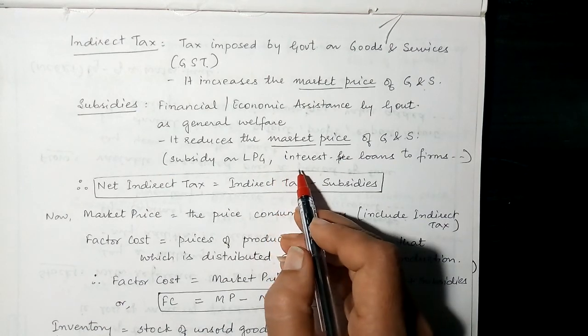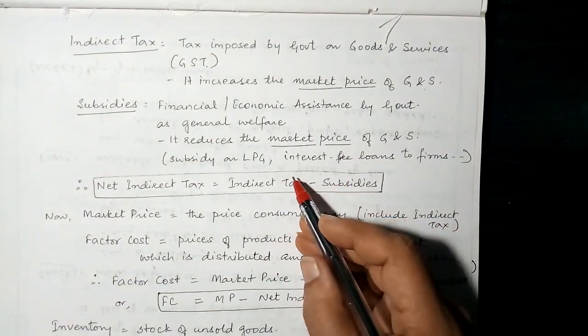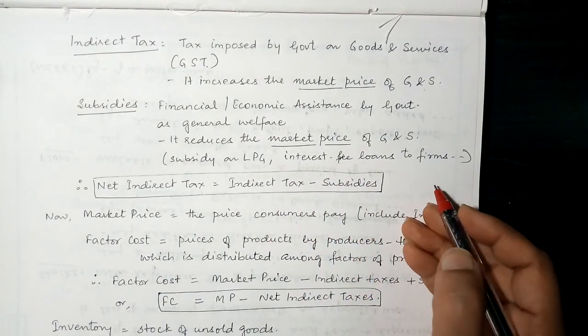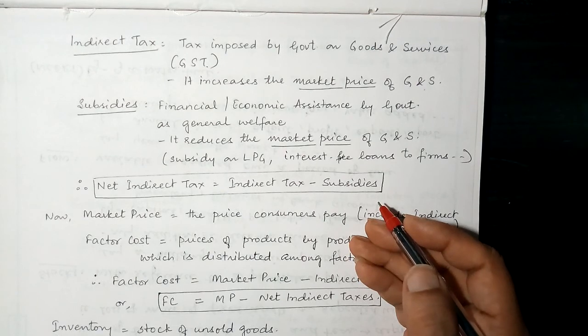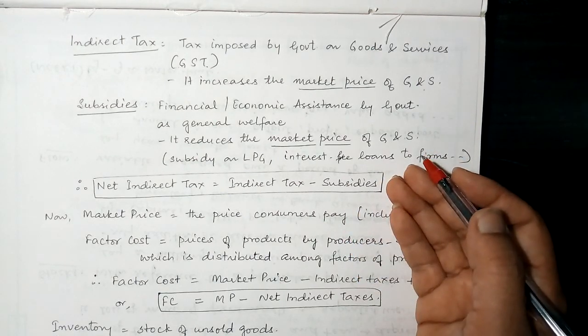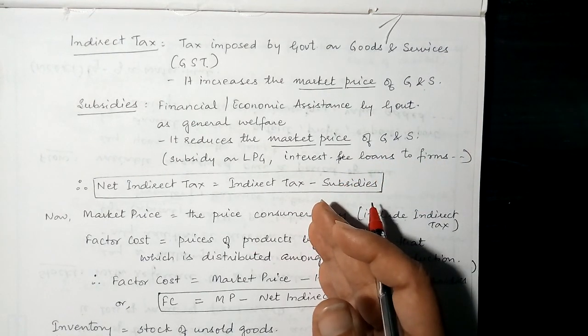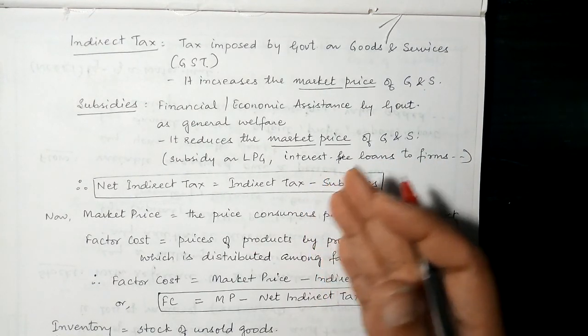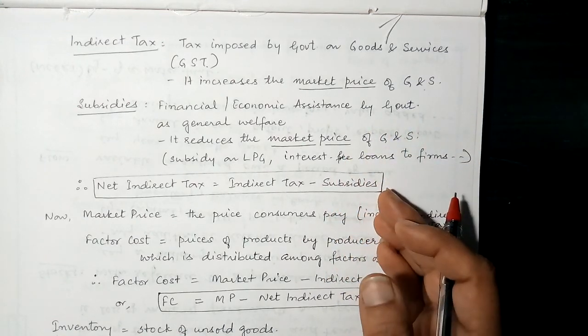Now the others are interest-free loans to firms. Interest-free loans to firms also would mean that suppose there is a firm that wants to set up a factory in a backward region. So the government would support it, because that will help increase the economic status of the people in and around that region where the factory is going to be established.